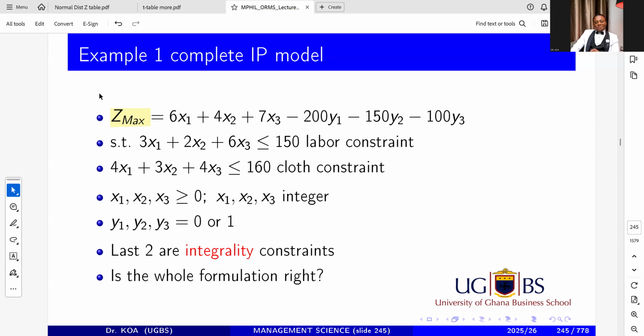What is a problem with this formulation? Look at it carefully. Compare the objective function with the constraints. What is the problem here? What is the problem, Belinda? The maximization function has y variables, whilst the rest don't. Why?